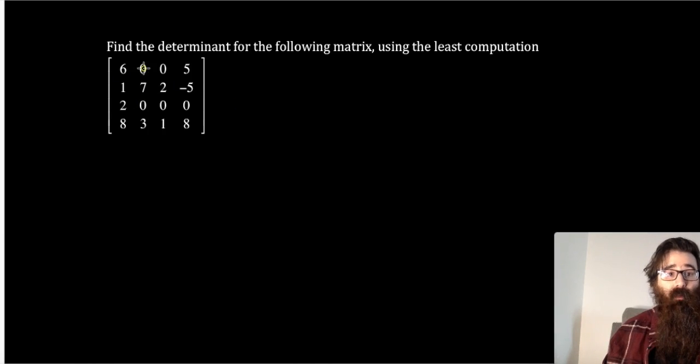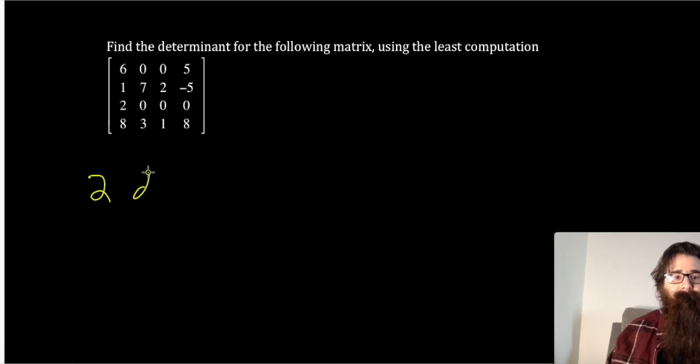Well, if I look at where the most zeros are, it's going to be here in this third row. I have a lot of zeros, only one non-zero entry. Let's use that. So think about that checkerboard pattern. That's plus, minus, plus. When I bring out that 2, I'm bringing it out the way it is, and then times the determinant of the 3 by 3 matrix that I get when I remove the entry's row and column.